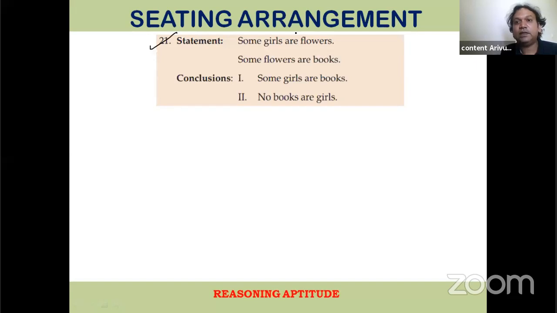Correct. The answer is C. Very similar question we have done earlier today. Some girls are flowers. Some flowers are books. Now, the girl circle and book circle don't overlap. Some girls are books, uncertain. No books are girls, uncertain.